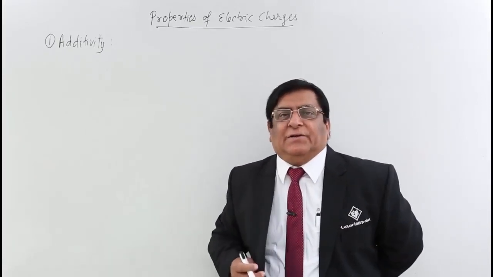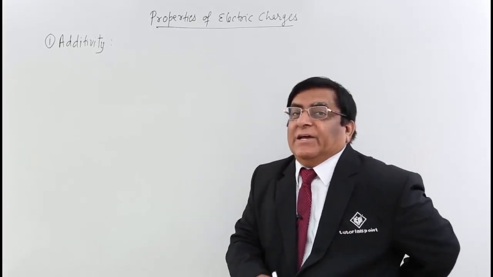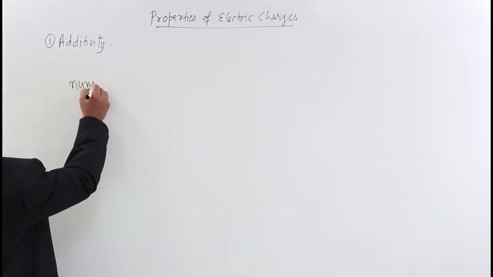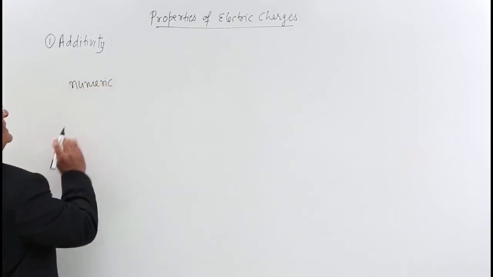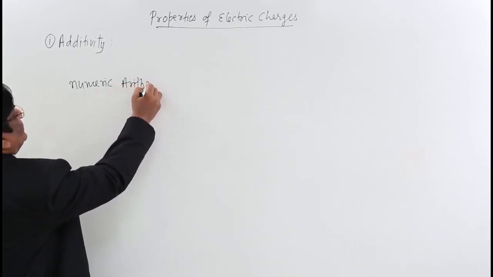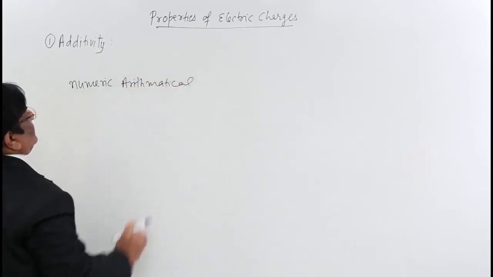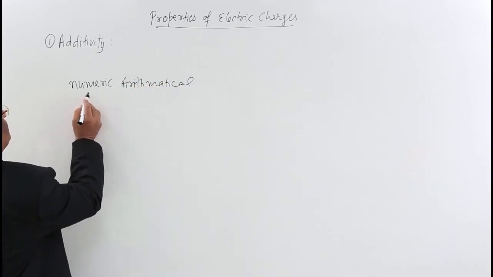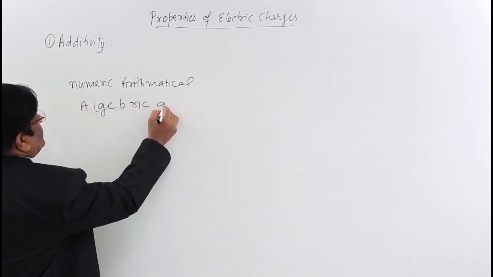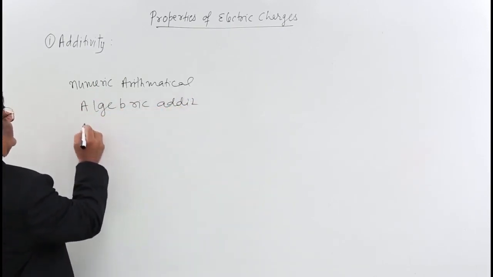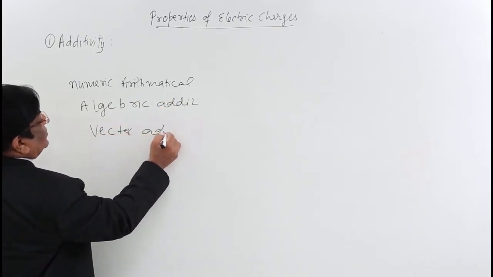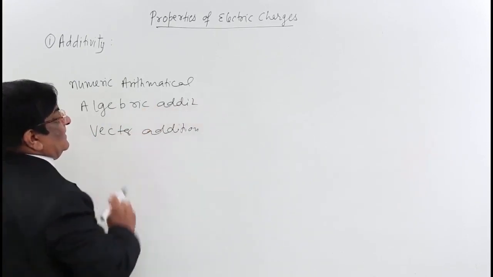But in addition, in mathematics, we know that there are different types of addition. One we have is numeric addition, that is only numbers are added, or we can call it arithmetical addition. Then there is algebraic addition, and there is another one, that is vector addition. You know there is a difference between all the three.